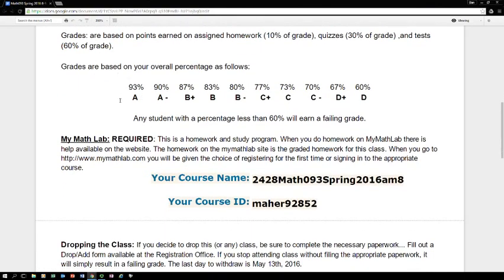The grading for the quarter are as follows here. You need a 60% to get a D or pass the class, and it breaks down in this way. You know, you need 93% to get an A. And basically you'll fail if you have less than 60%.